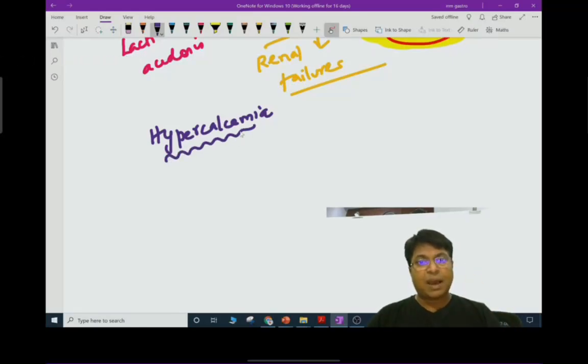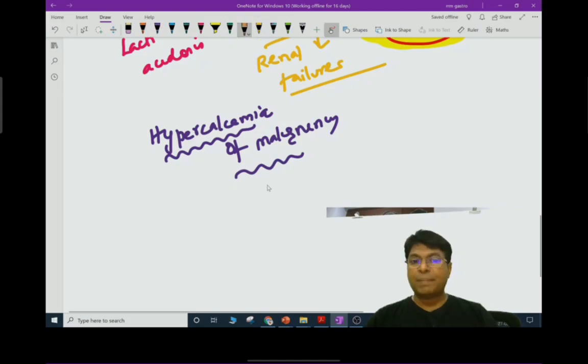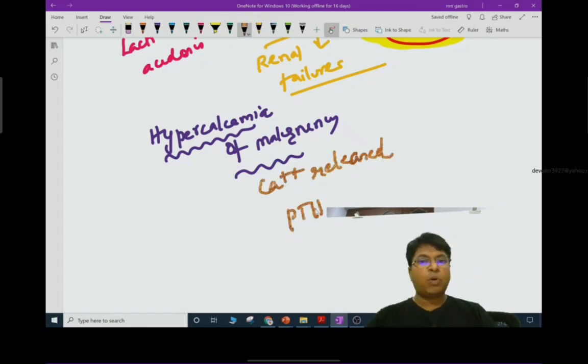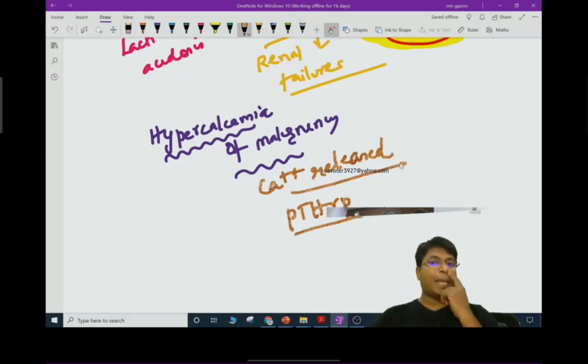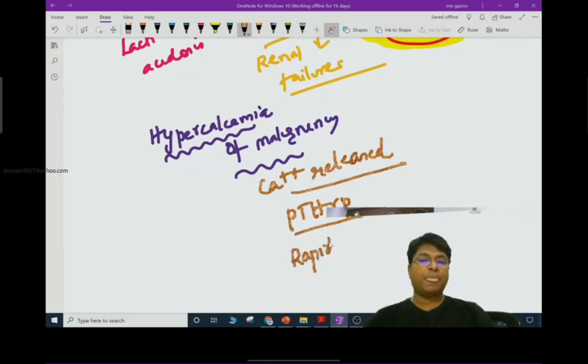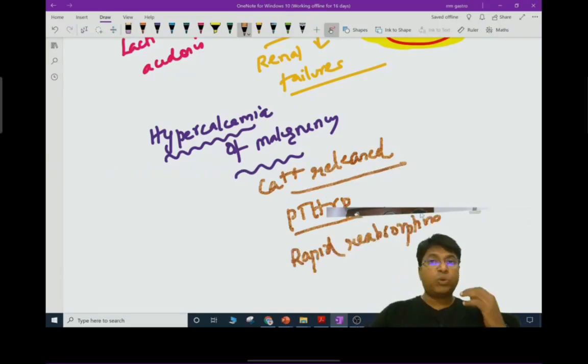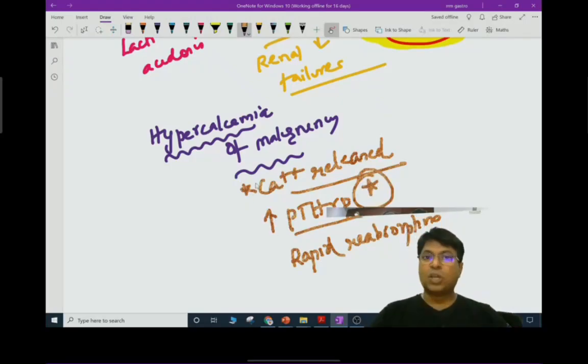In hypercalcemia of malignancy, what is the main reason for this? I hope you know this very well. It is due to increased release of calcium from the bony mets. From the bone, the calcium gets released. Also it may be due to parathyroid hormone related peptide, and it can be due to rapid reabsorption by the renal tubule. So there are multiple causes. The main cause is metastasis, where calcium gets released from the bone, and the important thing is an underlying increased parathyroid hormone related peptide that is causing this increased calcium release.